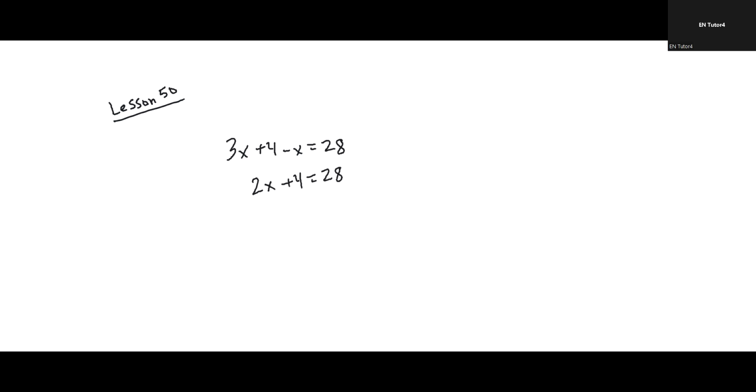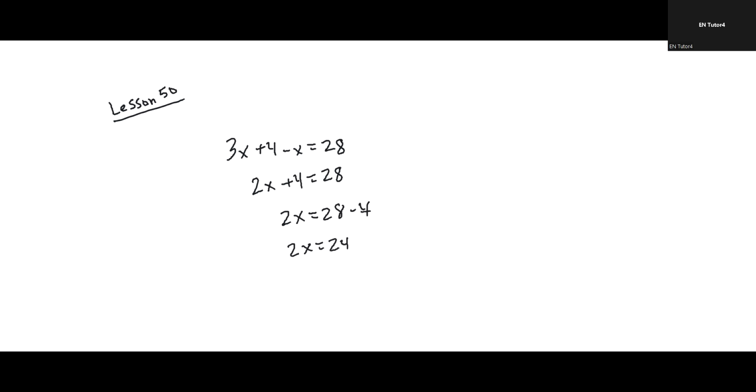Now we're left with the same steps that we had before. We're going to subtract the 4 from both sides, or move the 4 over to the other side and make it negative. It's another way to think about that. So 2x equals 28 minus 4. So that means 2x equals 24.